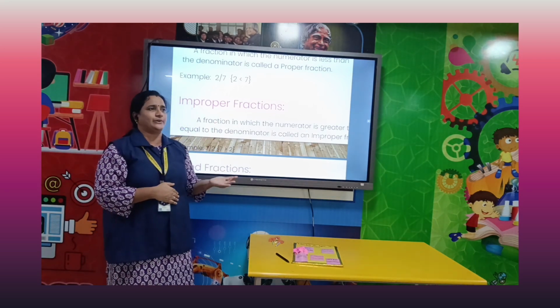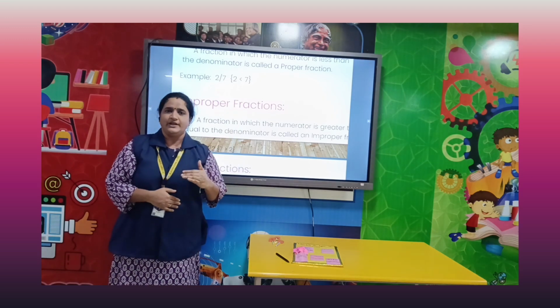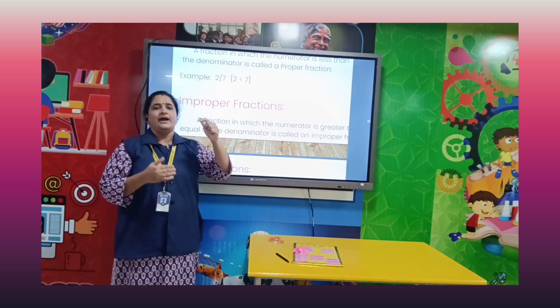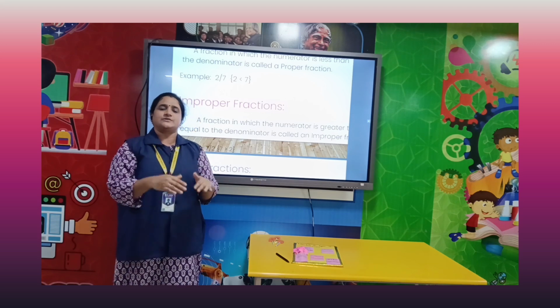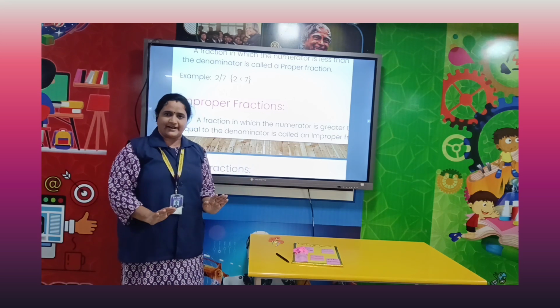So let me consider one example. 4 by 4. Here the numerator is 4 and the denominator is also 4. So both the numbers are the same. So that is also called an improper fraction.